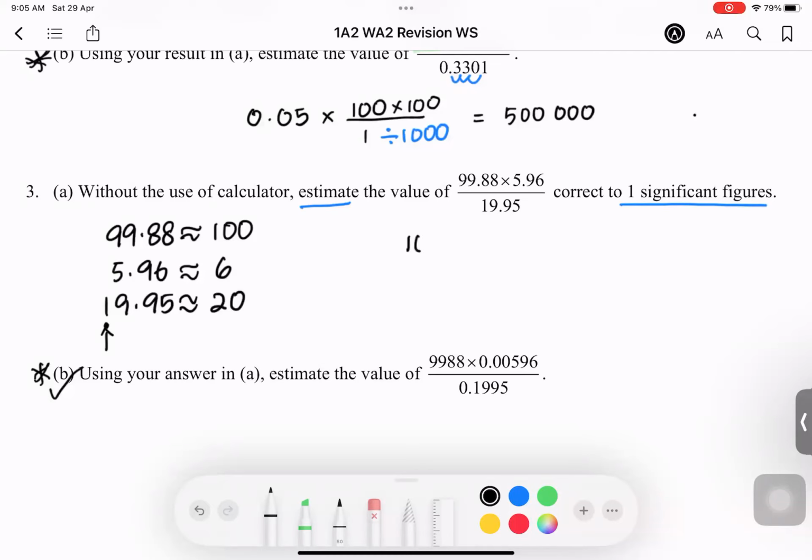Then I need to use these numbers to estimate and do my calculation. So it becomes 100 times 6 divided by 20. Now I don't put an equal sign, I put the estimation sign.